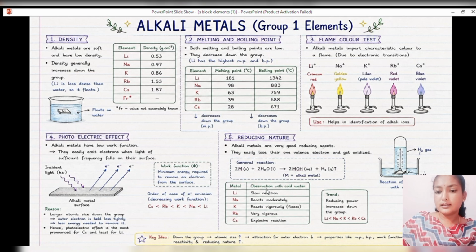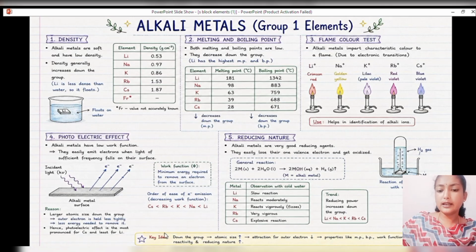Here you can see the metal and the observation with cold water. Lithium shows slow reactivity. Sodium reacts moderately. Potassium reacts vigorously. Rubidium very vigorously. Cesium will explode. You understood? As you go down the group, the reactivity is increasing.